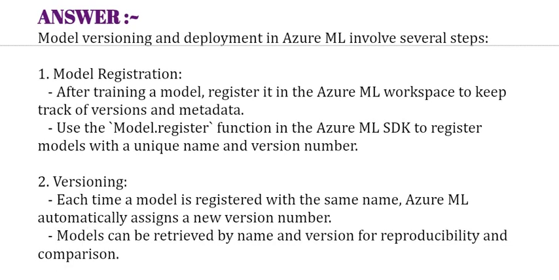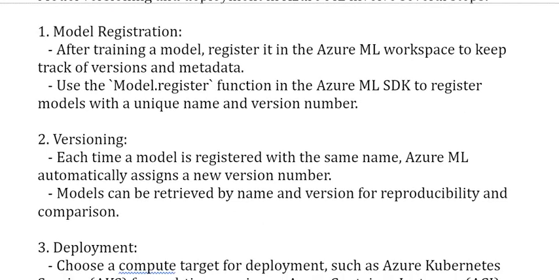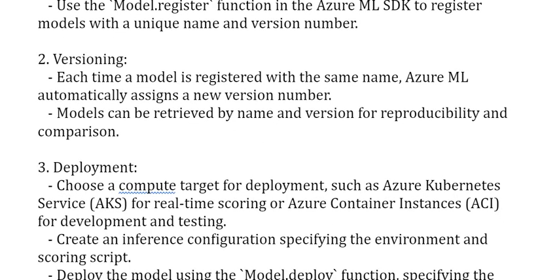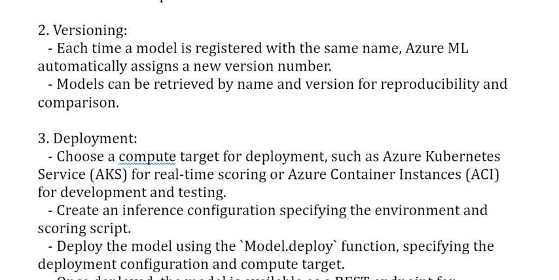Versioning. Each time the model is registered with the same name, Azure ML automatically assigns a new version number. Models can be retrieved by the name and version for reproducibility and comparison. Deployment. Choose the compute target for deployment such as Azure Kubernetes Service, AKS, for real-time scoring or Azure Container Instances, ACI, for development and testing.